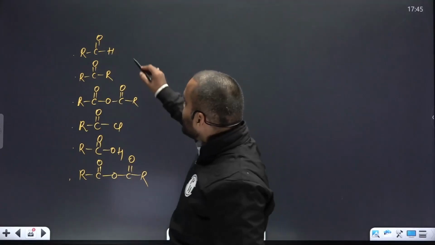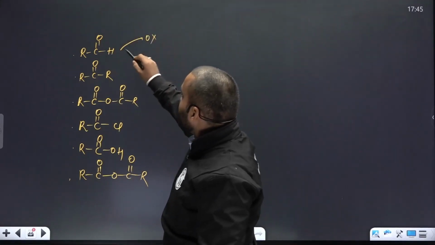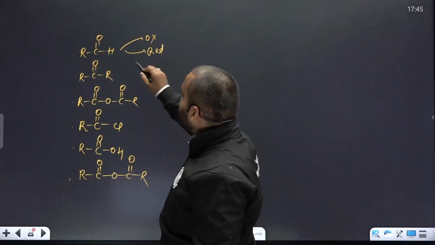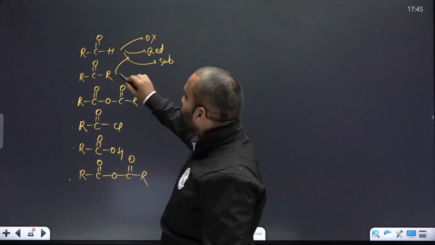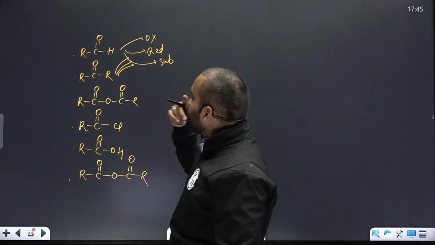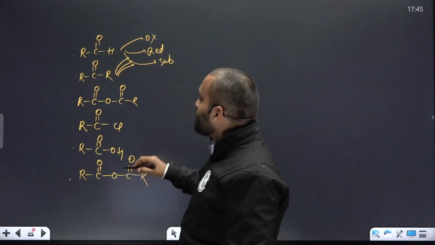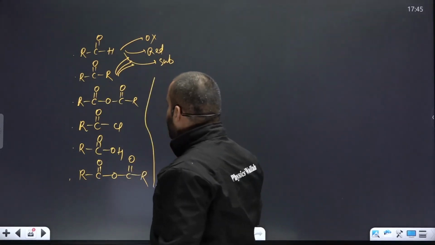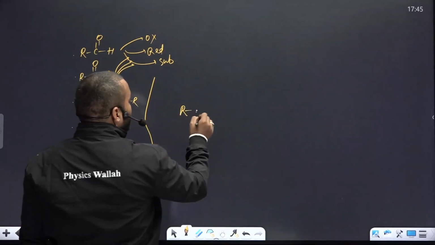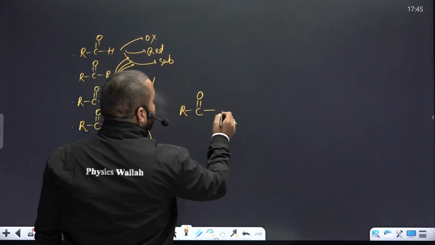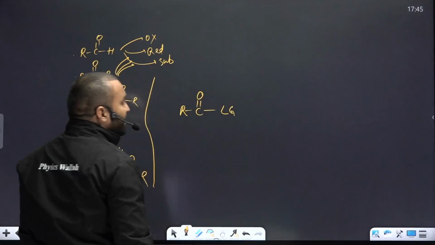So aldehydes can be oxidized, can be reduced, they can be substituted also. Here also the same you can do. You can oxidize, you can reduce, you can substitute also. Here in all of these there is one thing which is common, if your alkyl group or if your C double bond, this is Lg here. Lg is a leaving group here.